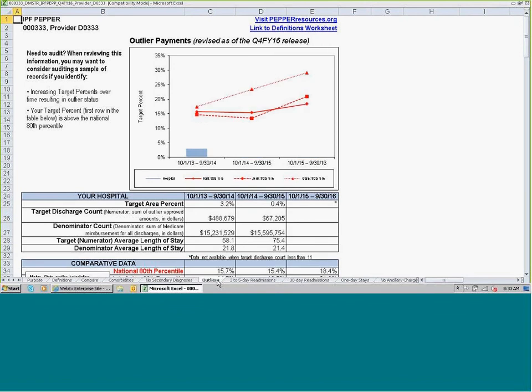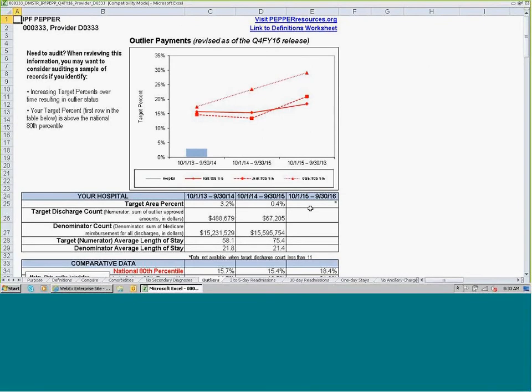When we look at the outlier payments target area, we see that this provider has reportable data for the older two time periods, but none for the most recent time period. And we can see the blue bar here for the oldest time period. The target area percent is so tiny that it's not really showing up on the bar for the second time period, and then there is no information calculated for the most recent time period, fiscal year 2016.